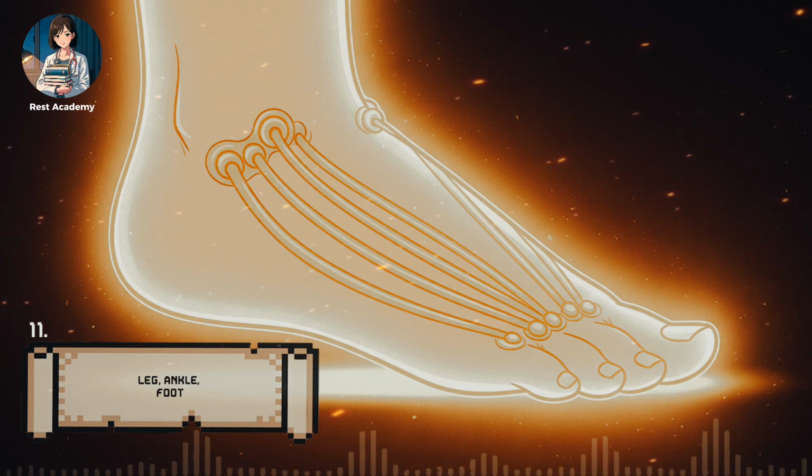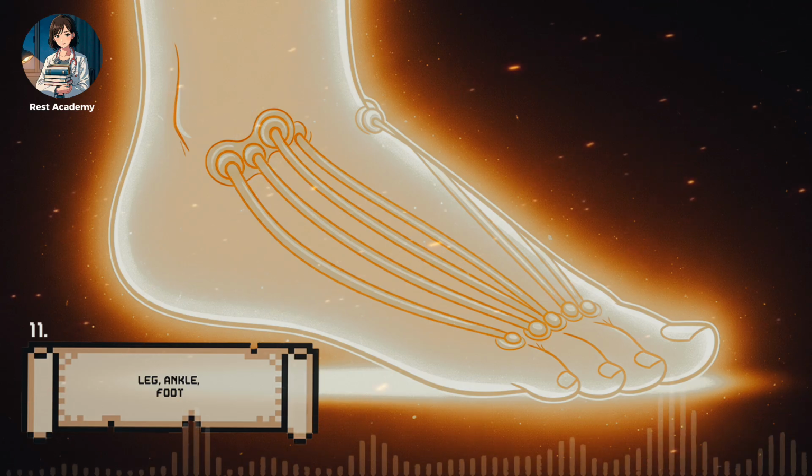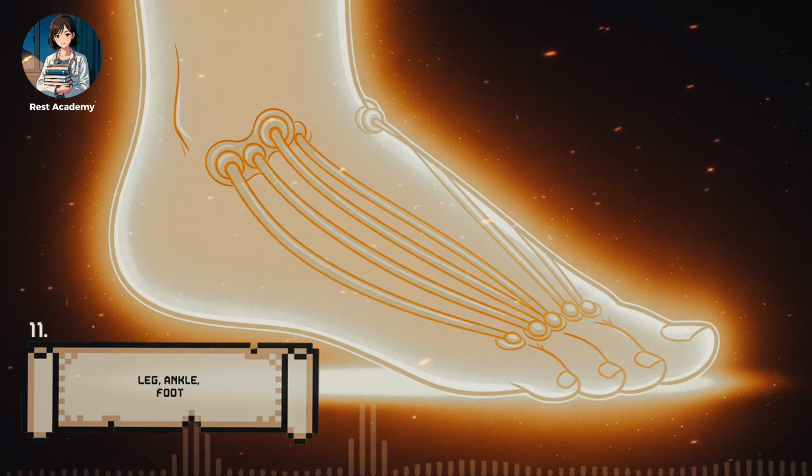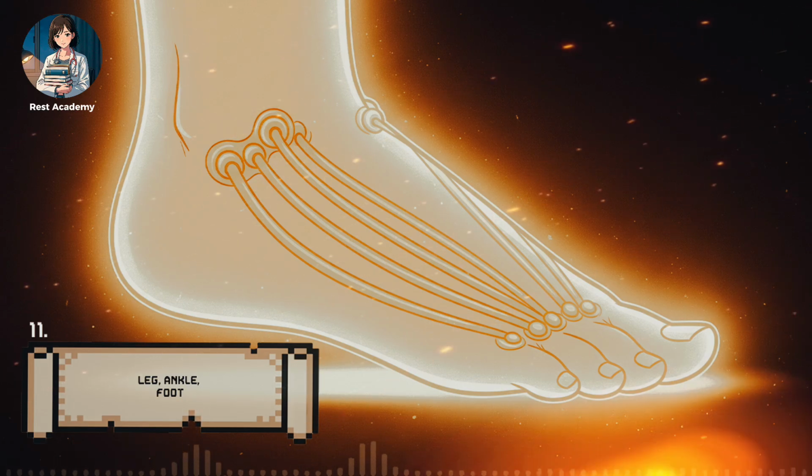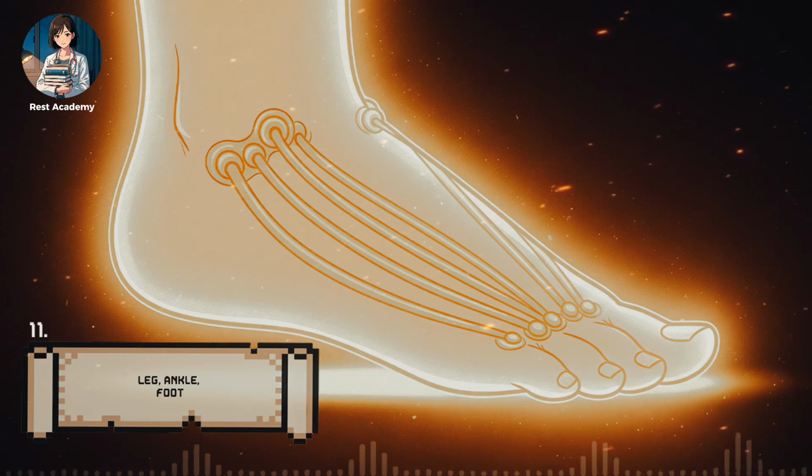This layout explains common syndromes. A tight anterior sleeve causes pain with dorsiflexion-heavy activity. A tense deep posterior sleeve can threaten neurovascular flow.